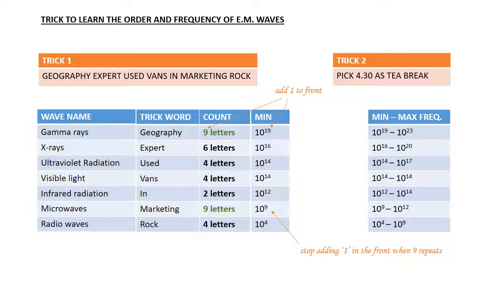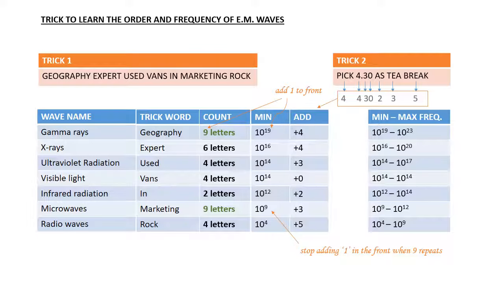Just imagine you're going to have a tea break every day at 4:30. So when you count the number of letters in each of these words, and also consider 4:30 as individual numbers, altogether you will get a list of numbers, that is 4, 4, 3, 0, 2, 3, 5. By using those numbers and adding them to each of the powers in the minimum frequency, you can easily deduce the maximum frequency, and thus you can come up with the minimum and maximum frequency pretty quickly without much effort.